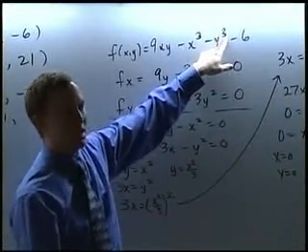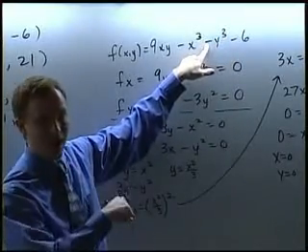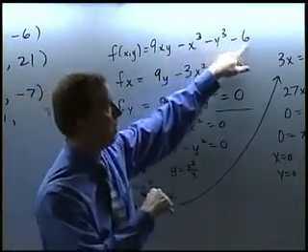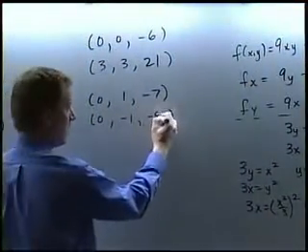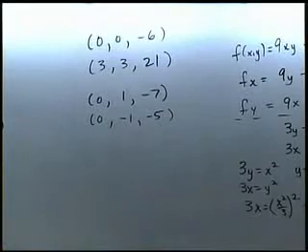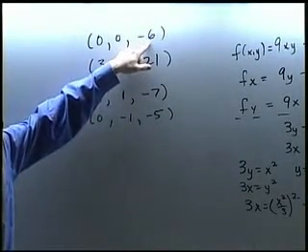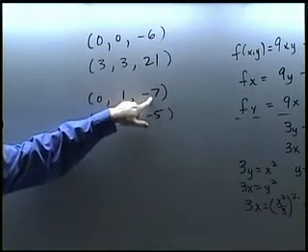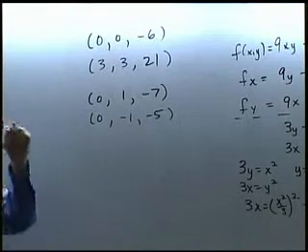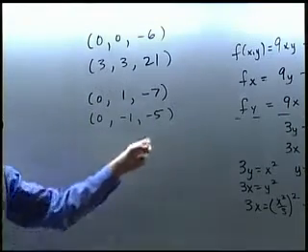Negative 1 cubed is negative 1, and then I got this negative, so it's positive 1. Positive 1 minus 6 is negative 5. Okay? So this tells us something: is this really a maximum value at that point? No. Okay? Because on one side of the graph it was getting smaller, and on the other side of the graph it was bigger.